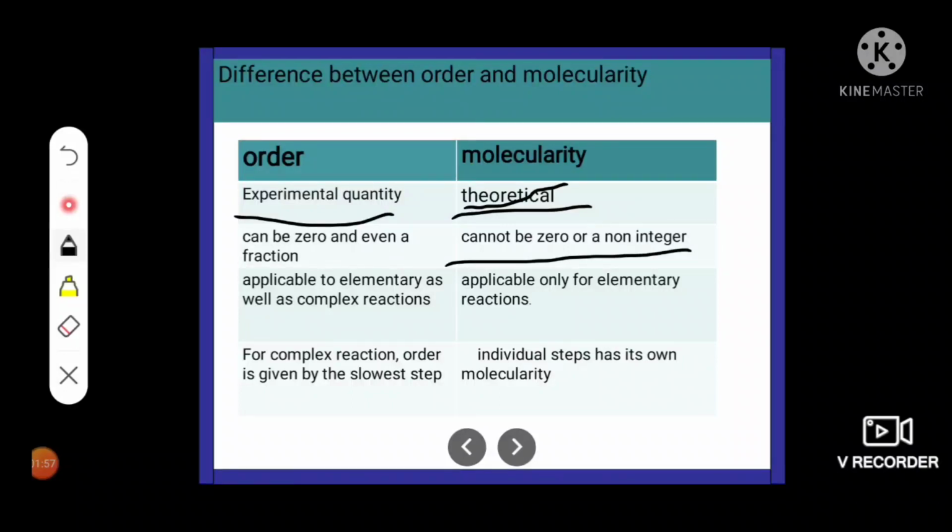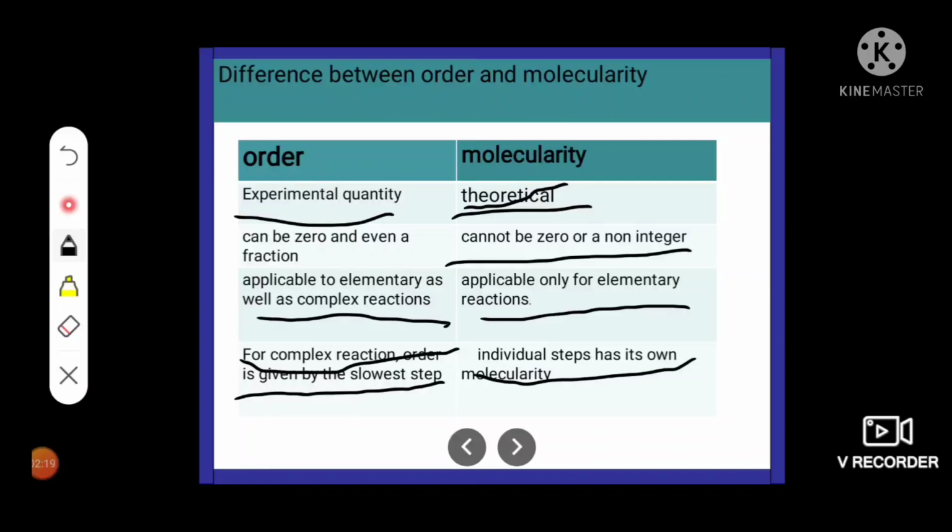Order is applicable to elementary as well as complex reactions. And molecularity is applicable only for elementary reactions. For a complex reaction, order is given by the slowest step. Each individual step has its own molecularity.